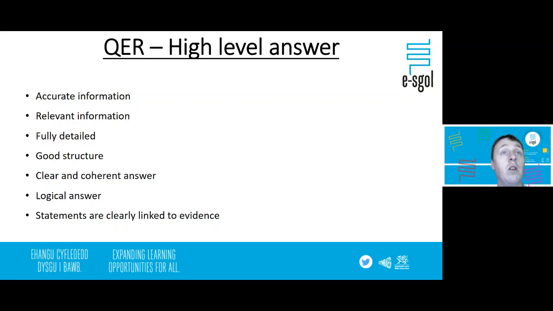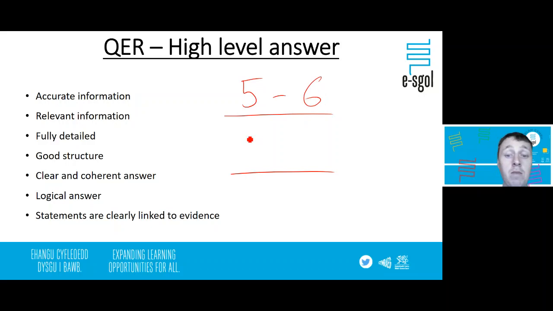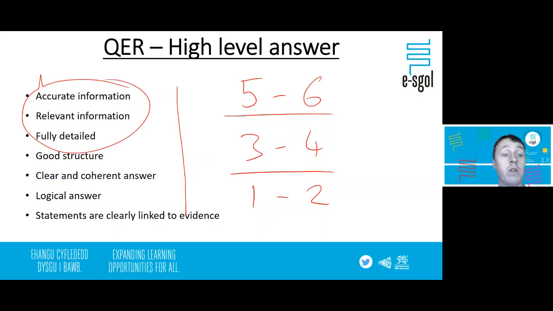So from this low, mid and high level marking, what you might want to think is, these are the little bands you might have heard the teachers try to explain, where the high level is the 5 to 6. The mid would be the 3 to 4. And the 1 to 2 puts you in the low level answer. So when you look at the type of stuff that puts you in the high level answer, you will see a lot of it comes from accurate information with good detail. And only then does the structure come out of it.